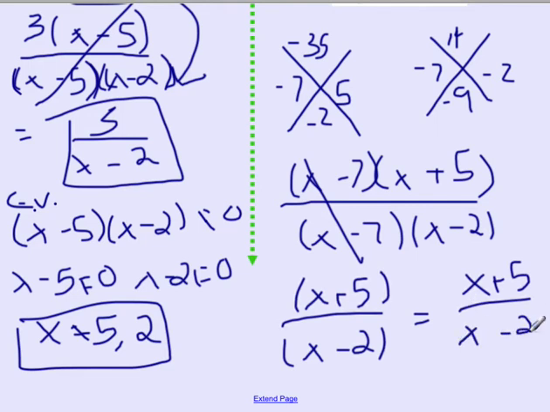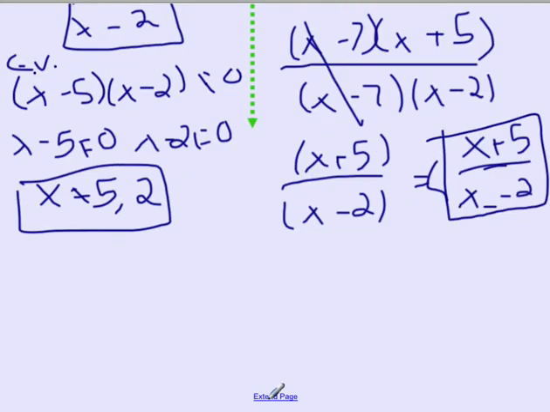Now here's a mistake students try to make. They try and cancel out those two x's. You can't do that because there's addition involved without multiplication. So that has to stay exactly as is. You can't cancel out those x's. So that's your final answer for number 7.